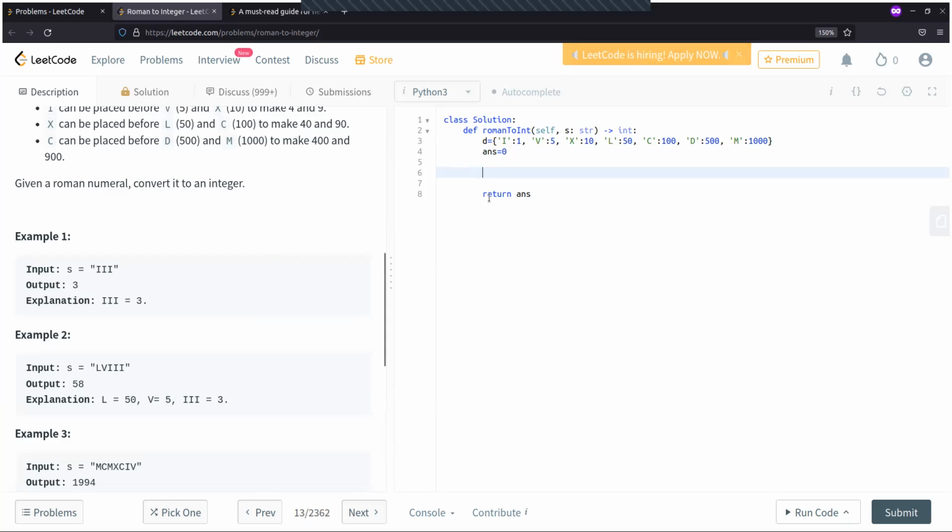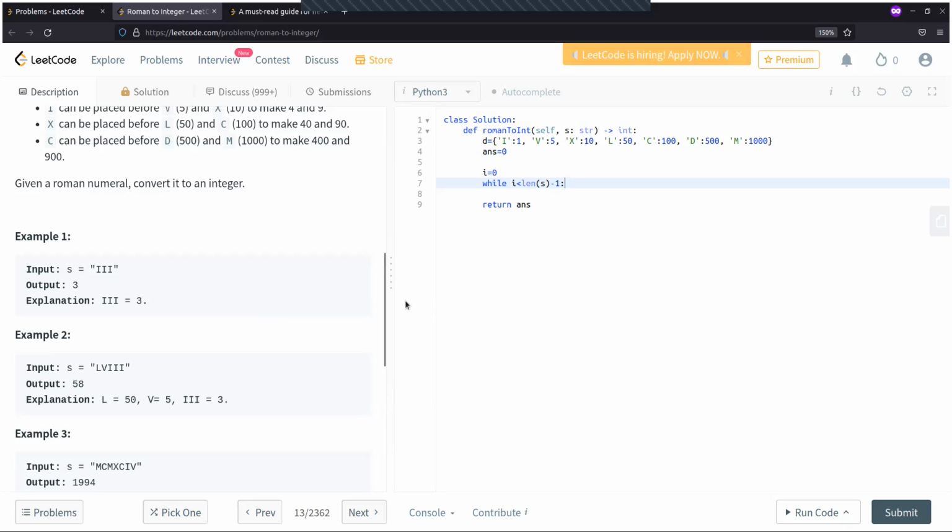We have to iterate over this string. So let us initialize a variable i equal to 0. Now while i is less than the length of the string minus 1. Why am I taking i in range of length of the string minus 1?